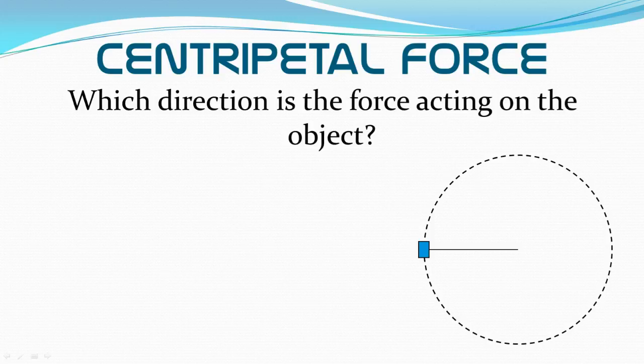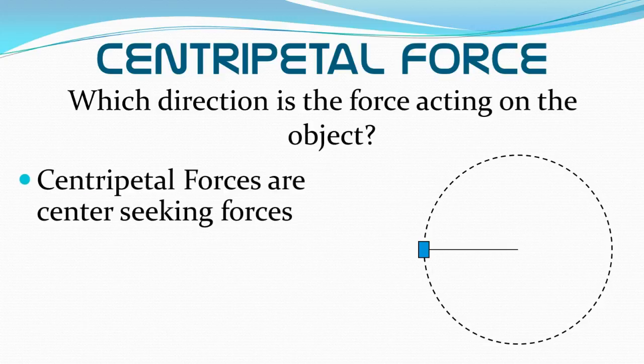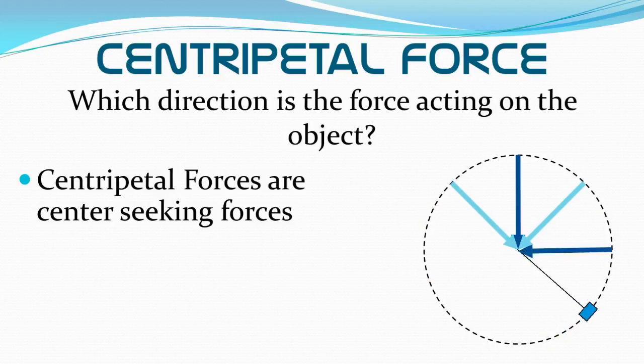It's attached to a string, so it's being caused by a tension force, but that force is moving towards the center. As you spin the rope and object around in a circle over your head, your hand is pulling the rope inward towards your hand. Centripetal forces are center-seeking forces. So as this object spins around, the force that's keeping it in is caused by the string or rope pulling it inward towards the center of the circular motion.